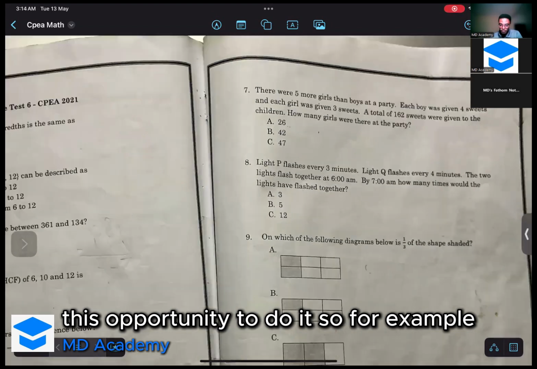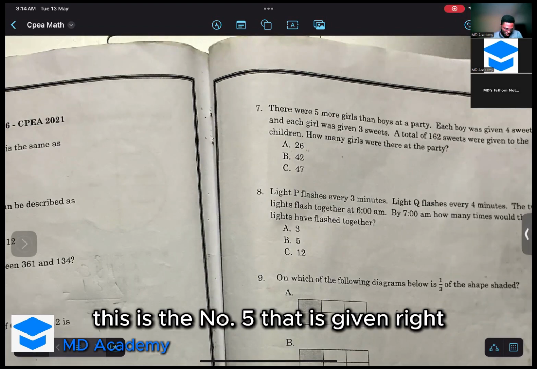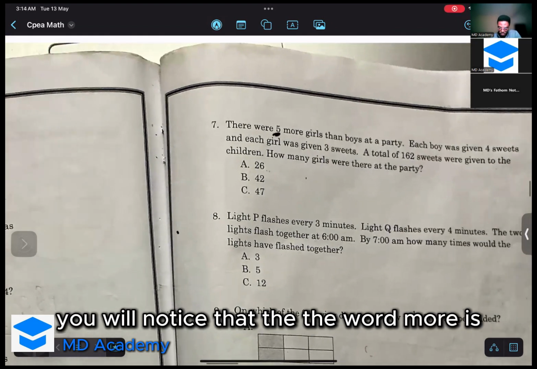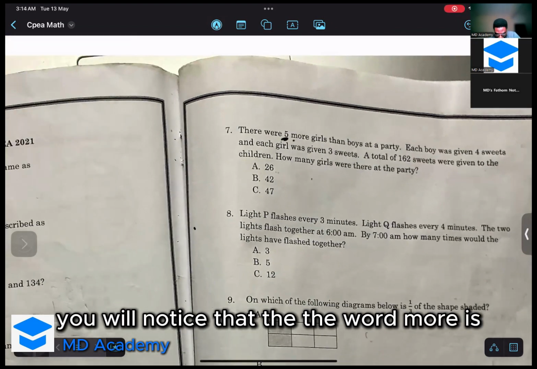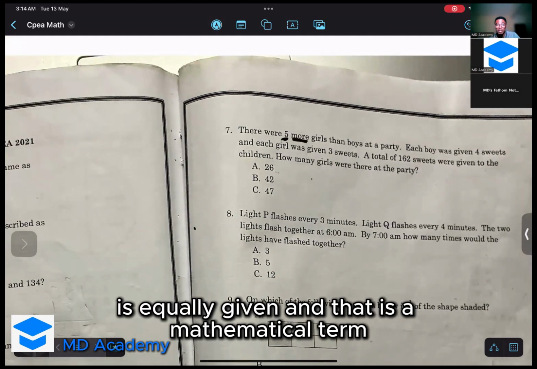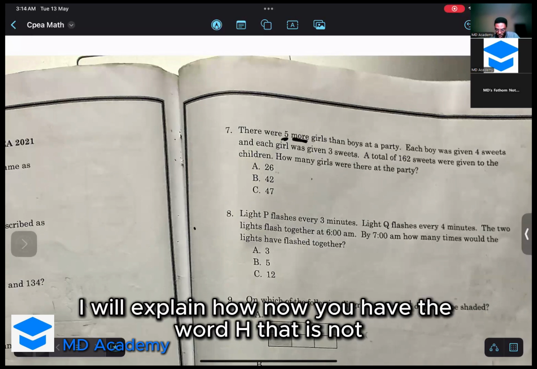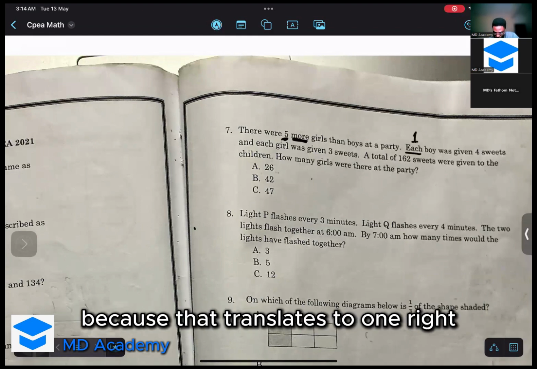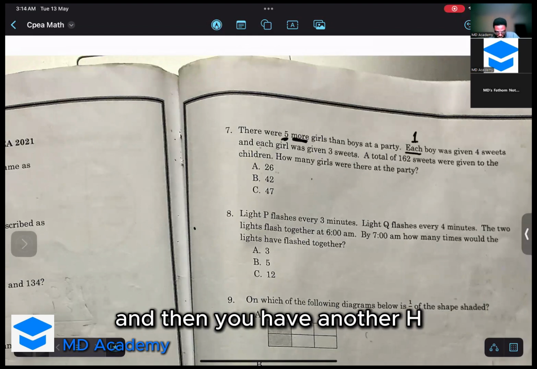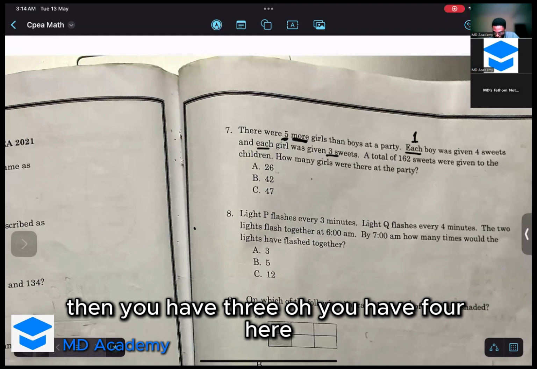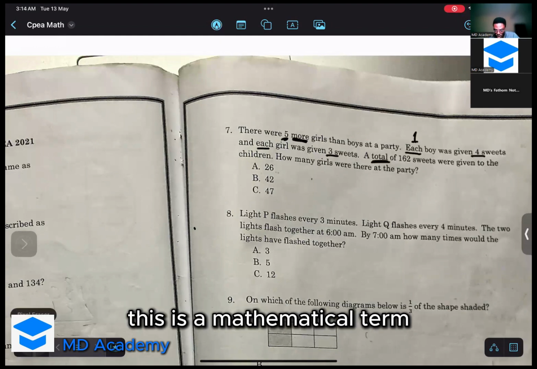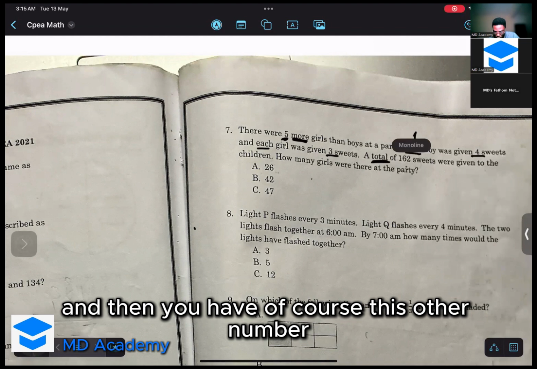So for example, this is the number 5 that is given, right? But if you look here, you will notice that the word more is equally given, and that is a mathematical term. I will explain why and how. Now you have the word each. That could be considered a mathematical term because that translates to 1, right? And then you have another each. Then you have 3. But you had 4 here. Skip this one. And then you have the word total. This is a mathematical term. And then you have, of course, this other number.